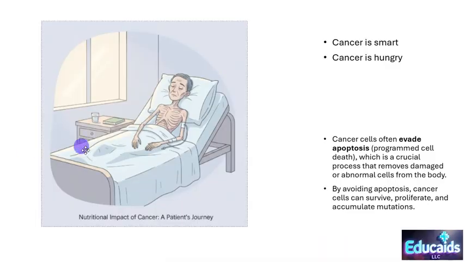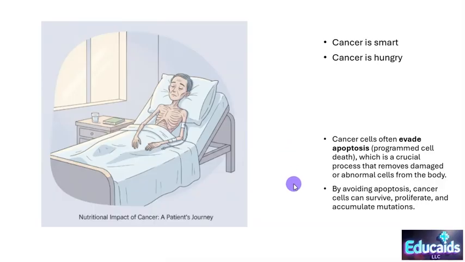In cancer, if you've ever seen people with cancer, they look very emaciated, very skinny. Cancer is smart and cancer is hungry. And this is what I mean by that. Cancer often evades normal apoptosis, which is a crucial process that removes damaged or abnormal cells from the body. So instead of cancer cells dying with apoptosis, they keep living.